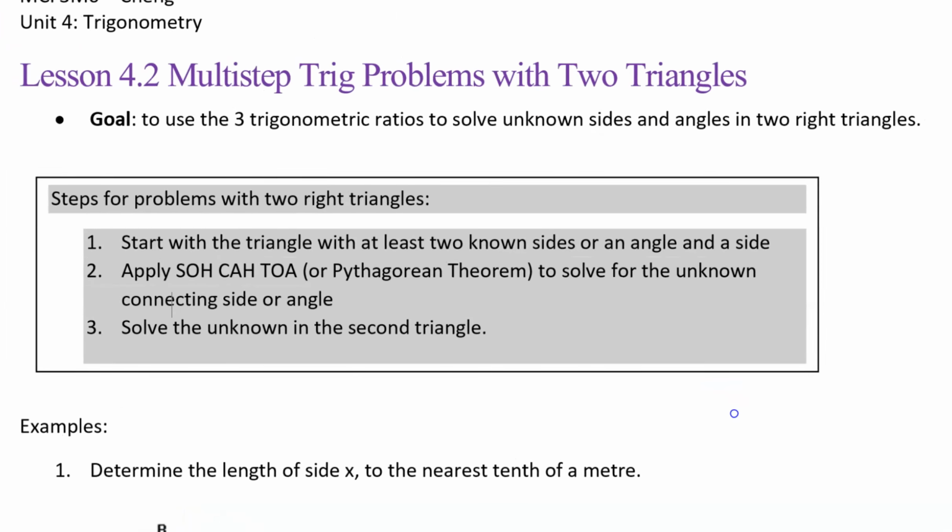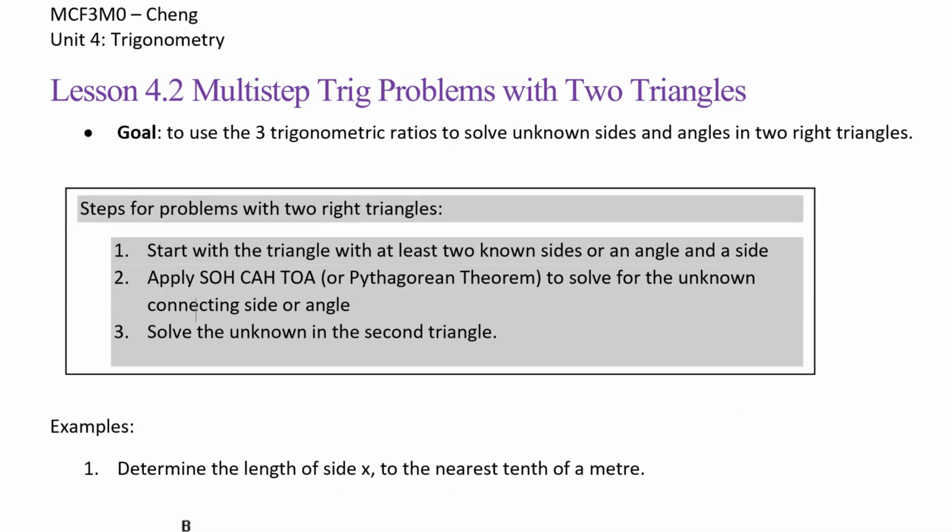It says here, the steps for problems with two right triangles. You want to start with a triangle with at least two known sides or an angle and a side. And then from there, you're going to apply SOHCAHTOA or the Pythagorean theorem to solve for the unknown or connecting side or angle. And then solve for the unknown or second triangle, whatever is missing in the second triangle.